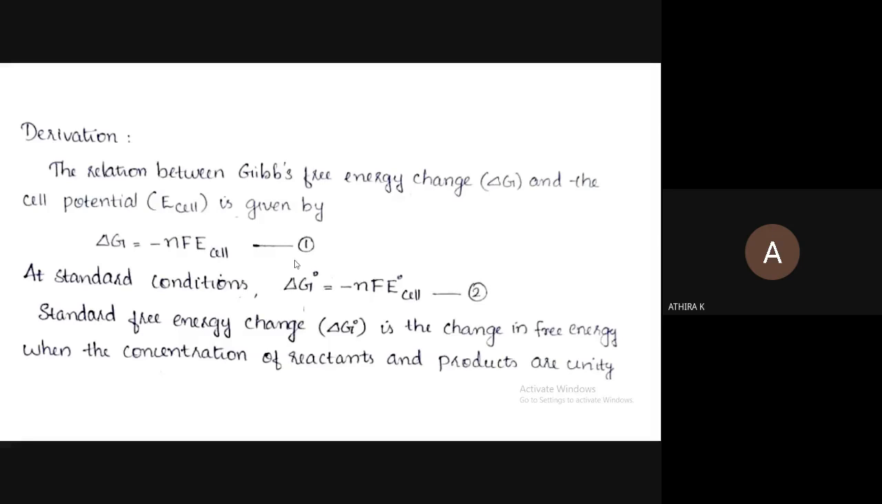And if we are considering standard conditions, then Gibbs free energy change at standard condition, that is delta G0, becomes equal to negative NF E0 cell. E0 indicates electrode cell EMF at standard condition. സോ ഈ ഇക്വേഷൻസും ആ സെന്റൻസും പേപ്പറിൽ എഴുതുക.